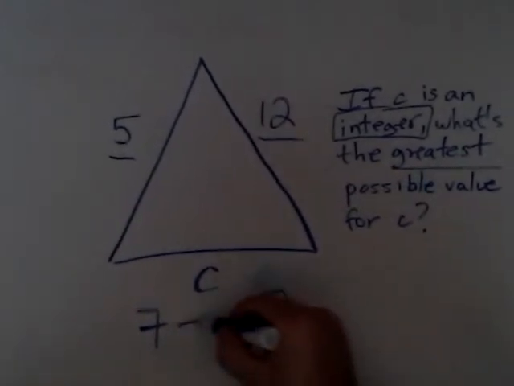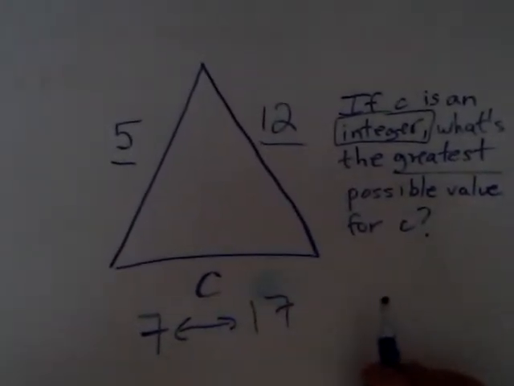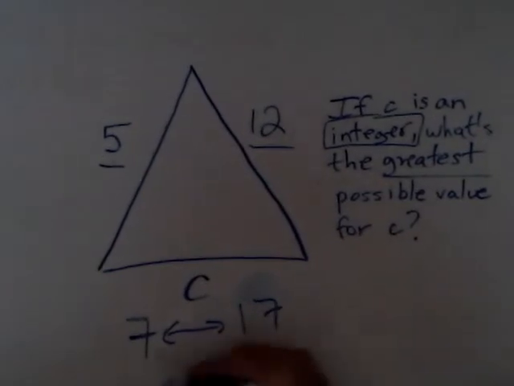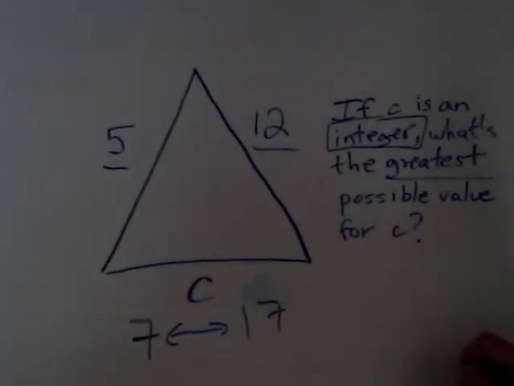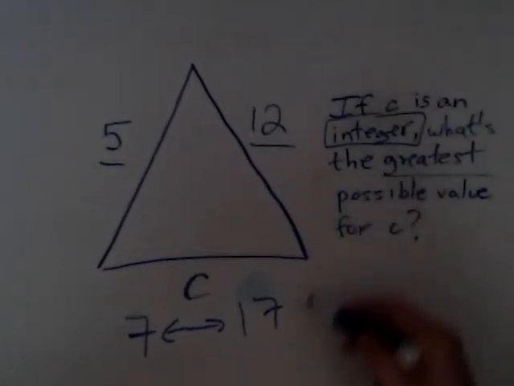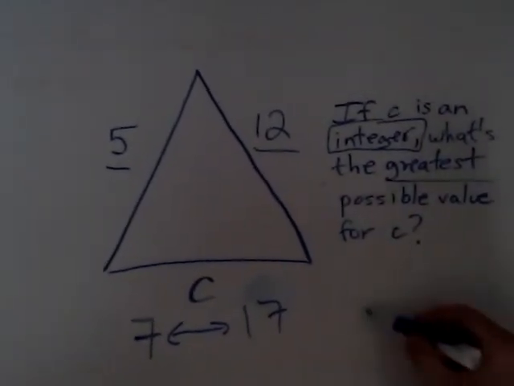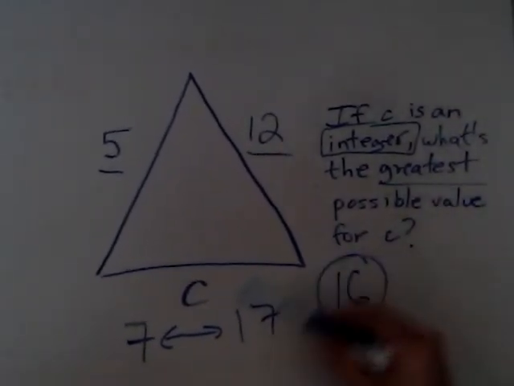And the rule states that the third side must fall somewhere in between. Can't be 7, cannot be 17, it can be anywhere in between. If we're talking about an integer, obviously the biggest integer less than 17 would be 16.